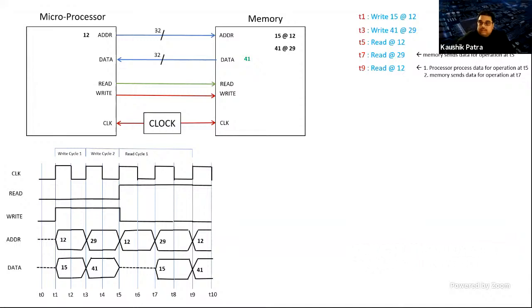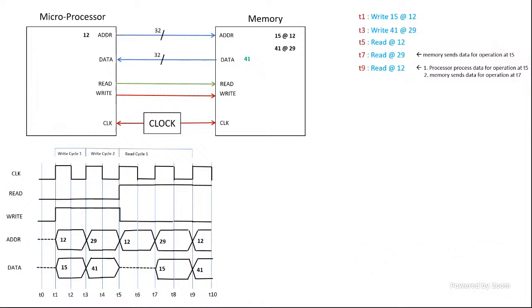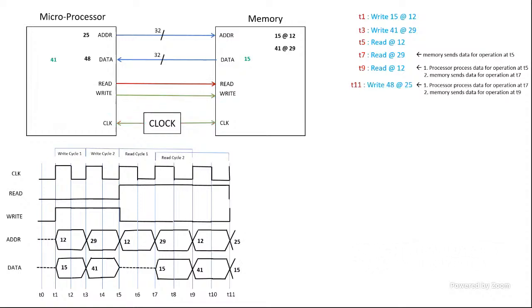All right. Now let's move forward to an interesting story about this T11. Be very mindful about this phenomenon now, okay? At T11, let's say read cycle 2 is done. 41 came over here. Now at this point, let's say the microprocessor is trying to write 48 at address 25.